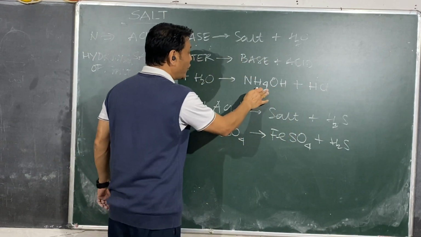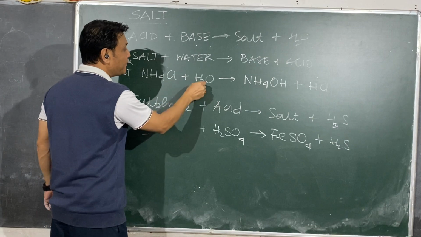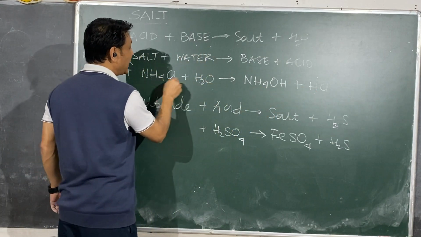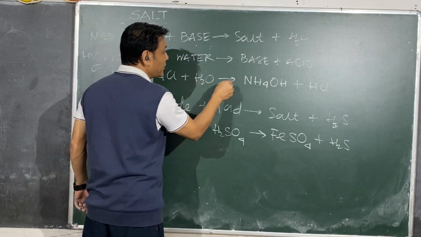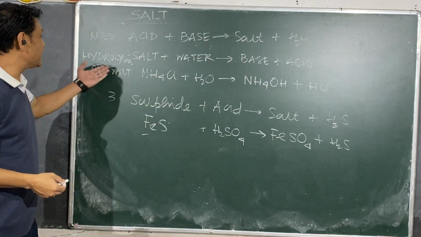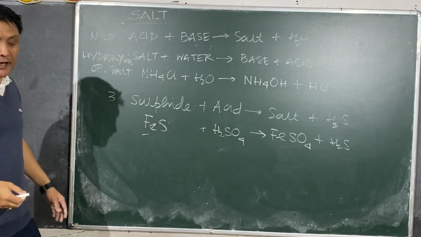HCl plus NH4OH produces NH4Cl plus water. Base and an acid will give you salt and water. Salt and water produce ammonium hydroxide, the base, and the acid. So this is a very good example of hydrolysis of salt.